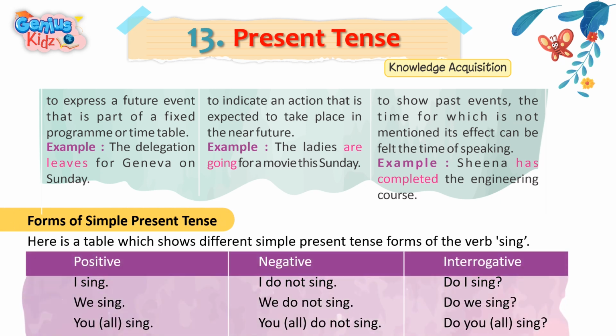Forms of simple present tense. Here is a table which shows different simple present tense forms of the verb sing. Positive, negative, interrogative. I sing. I do not sing. Do I sing? We sing. We do not sing. Do we sing? You all sing. You all do not sing. Do you all sing?